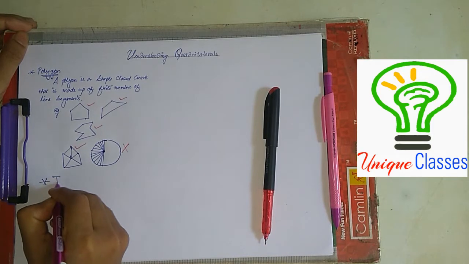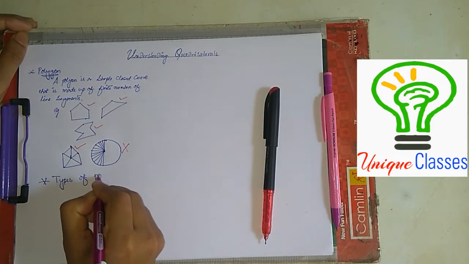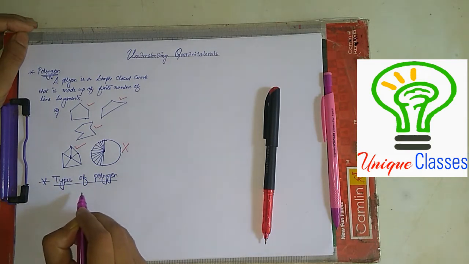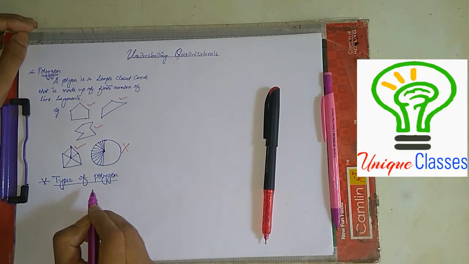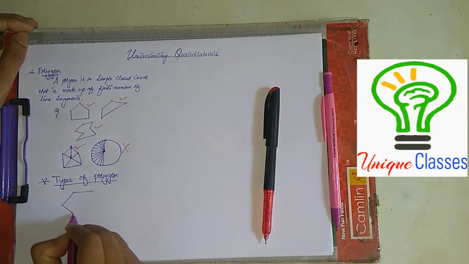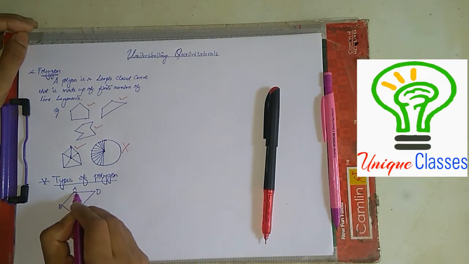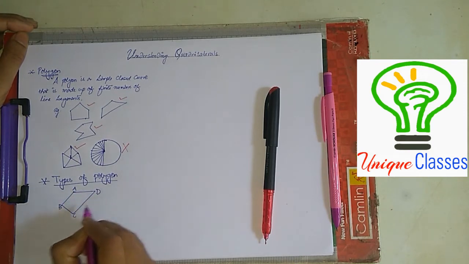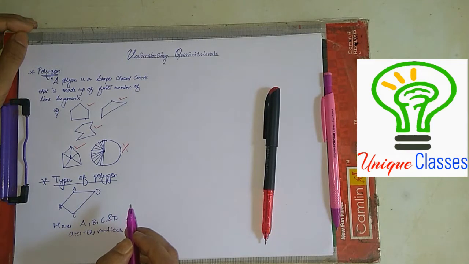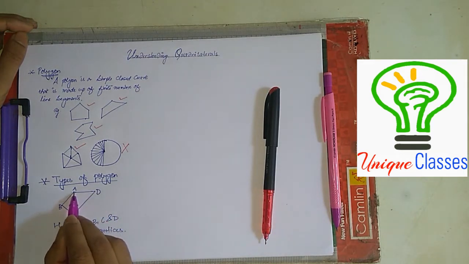Now types of polygon. Based on the number of vertices a polygon possesses, it is classified as triangle, quadrilateral, pentagon and so on. So what are vertices? This is a quadrilateral. I have named it as ABCD, quadrilateral ABCD. So here A, B, C and D are the vertices. Okay, I hope you understood what are vertices. A, B, C, D, that is the edges. These are called the vertices.